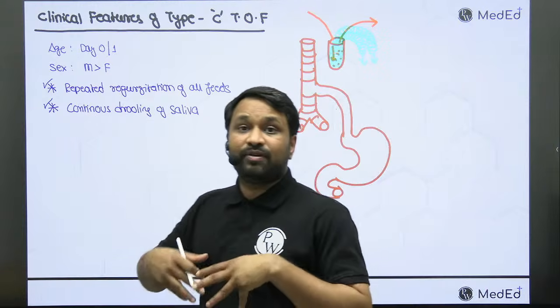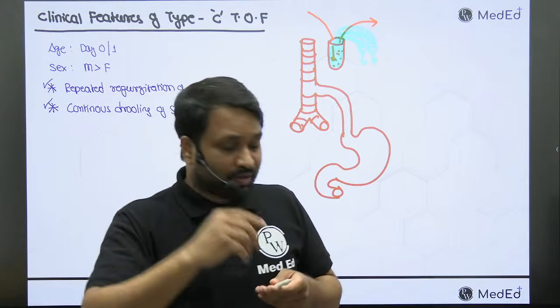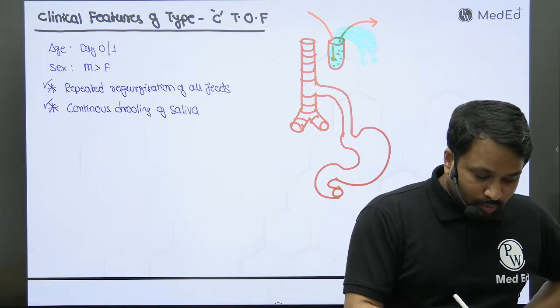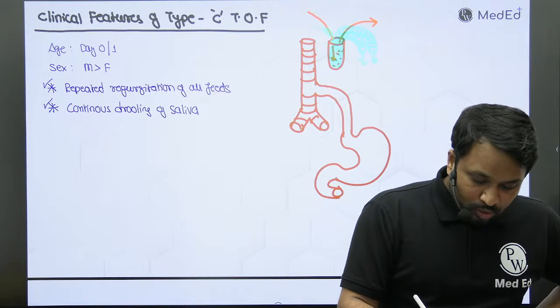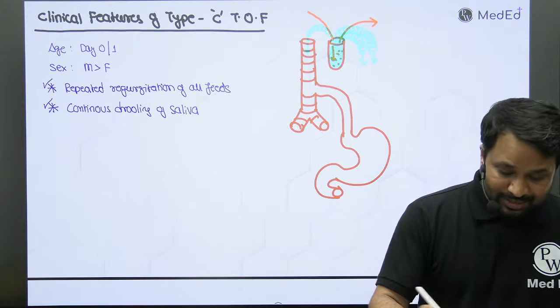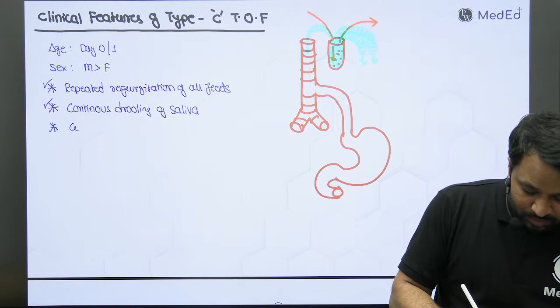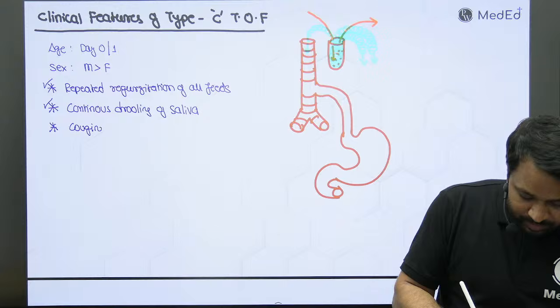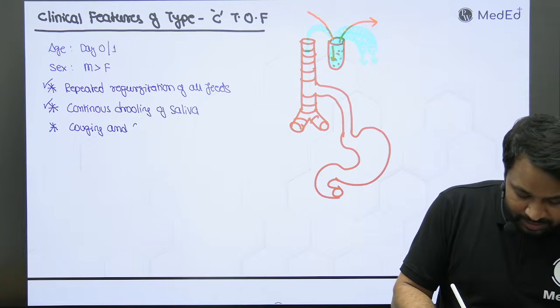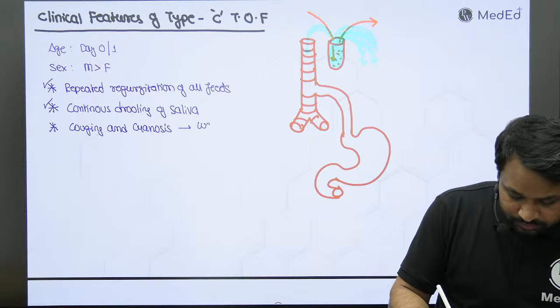Now look, when the saliva comes back, it is not necessary that it will only come into the mouth. Some amount of saliva and some amount of food can also go into the trachea. Now as it goes into the trachea, it will irritate the trachea. That is nothing but aspiration. When there is tracheal irritation, what will happen? There will be coughing and cyanosis. This baby will have frequent coughing and cyanosis, and this worsens on feeding.